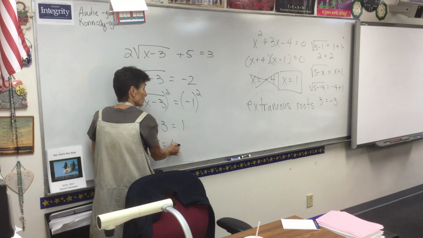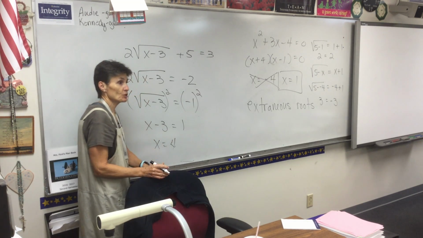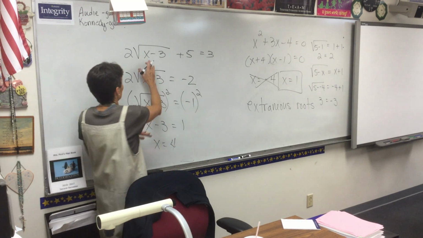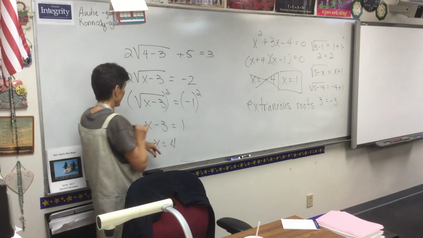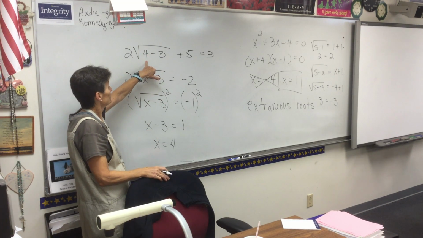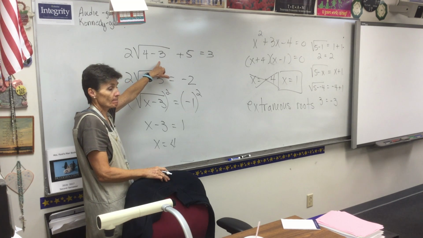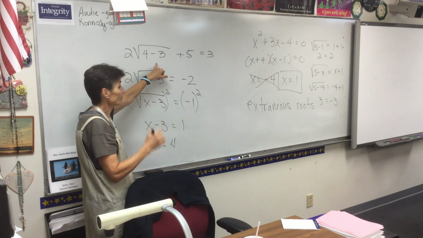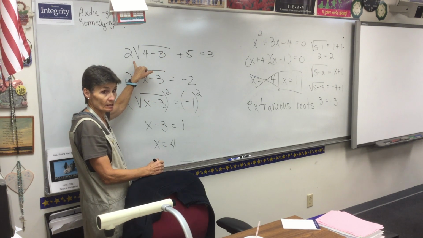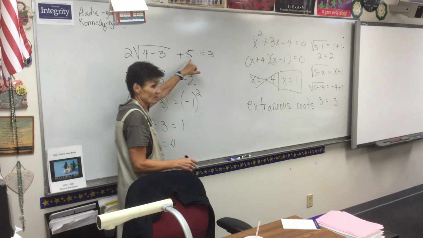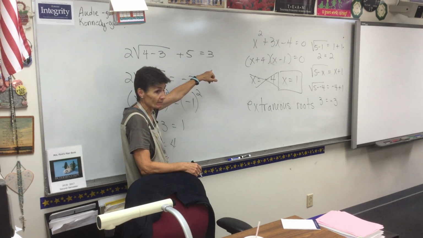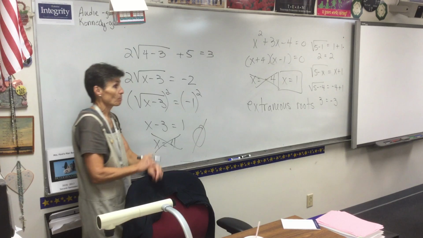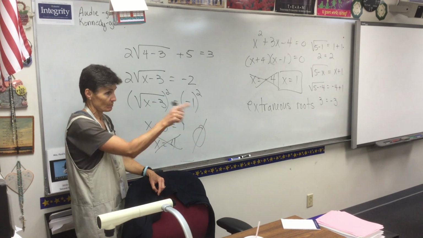So x equals 4. Now I want you to check that. Go back to the original problem. Here's the original. Put a 4 right here. Let x be 4. 4 minus 3, 1. Square root of 1 is 1. Times 2 is 2. Plus 5 is not 3. So guess what? This problem has no zeros.